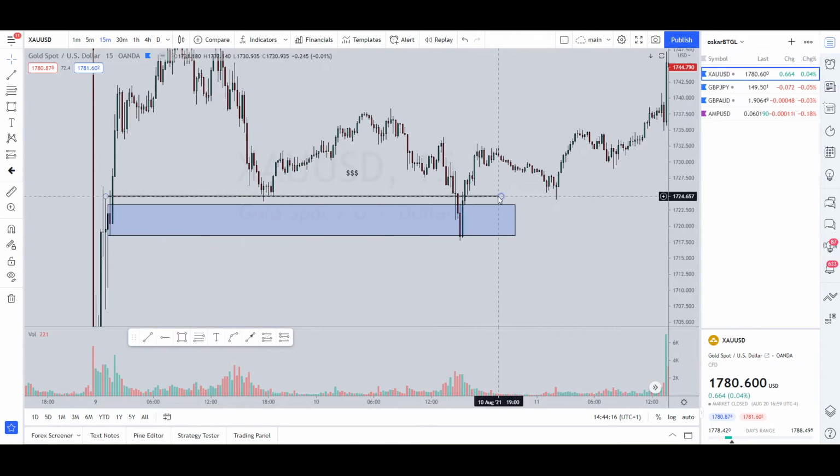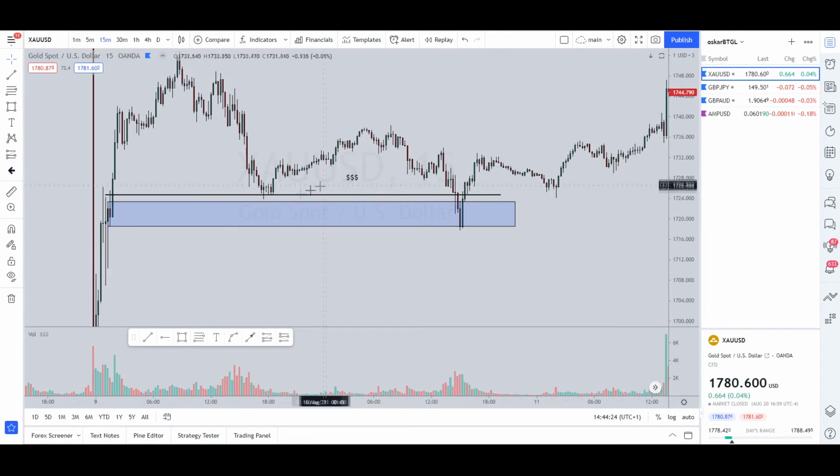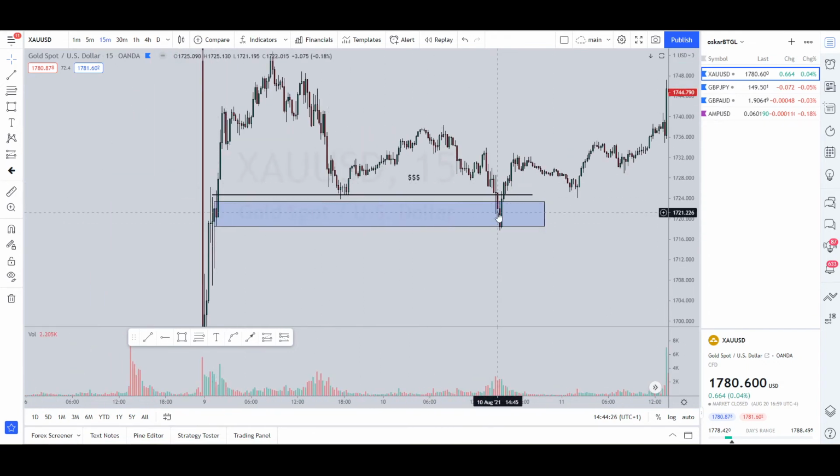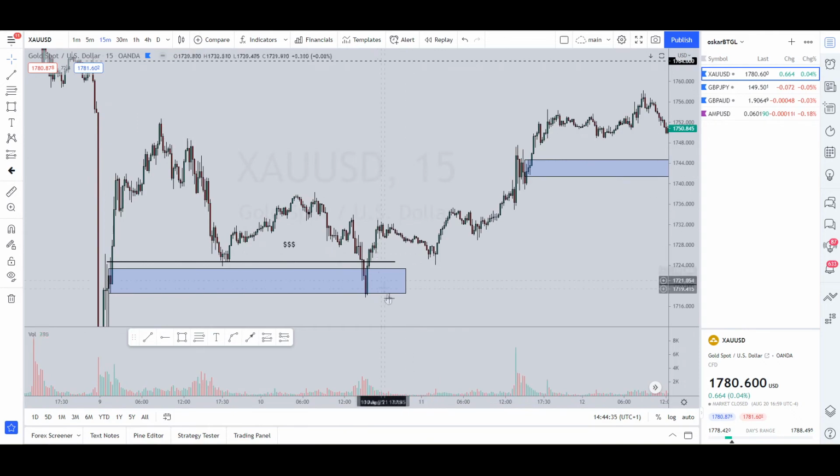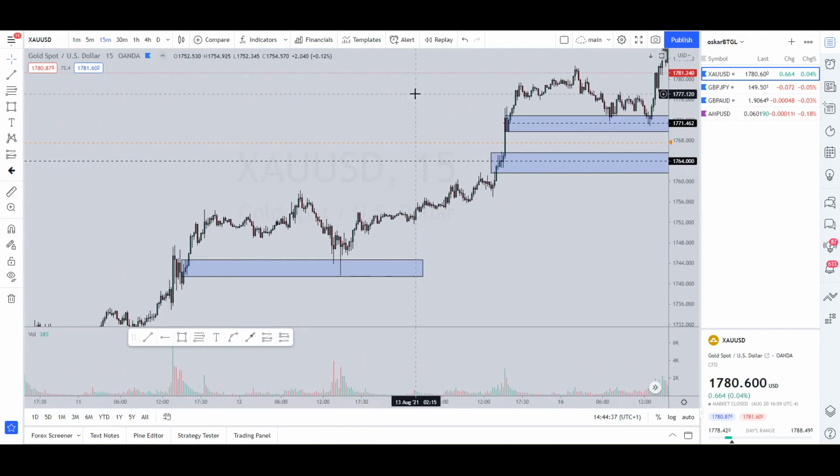But then after that, we saw a nice quick dump of around 60 pips or so, very likely stopping out a lot of people there, and then into our demand block very nicely, essentially filling it completely past the middle, and then a nice engulfing candle to follow. And then from there, price just continued to push up and up and up.